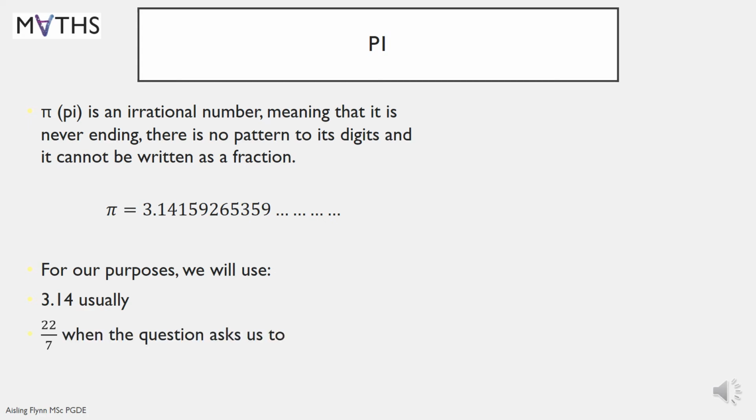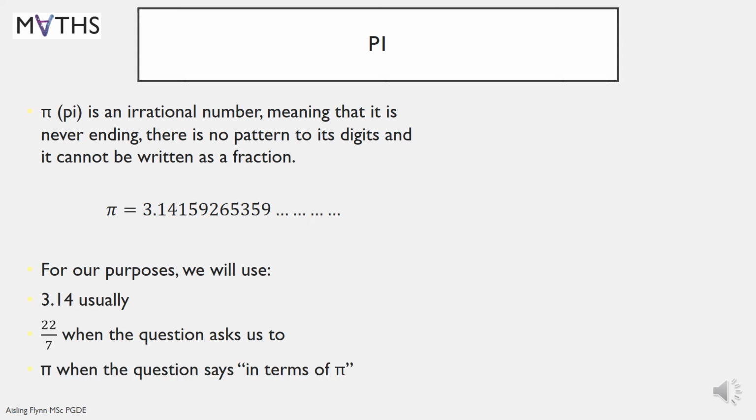So sometimes you're asked to use 22/7, so it's in fraction form. When the question asks us to do it, we'll do that. If some of the other information in the question is in fraction form, this can be useful. And if you want to try on your calculator 22 divided by 7, you'll see that it comes out as 3.14 something. It is again an approximation of pi, not the perfect pi.